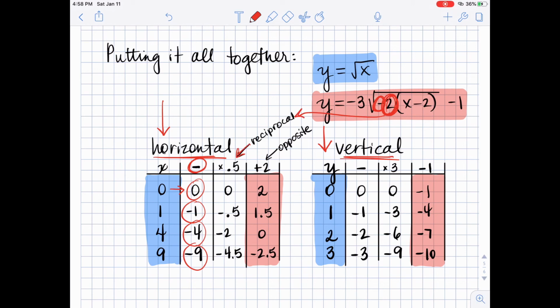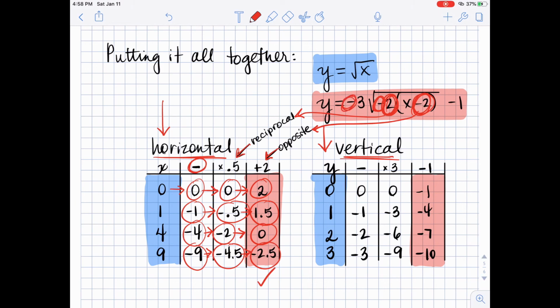Notice I'm taking the ones from just the column before. So 0 times a half is 0. -1 times a half is -1/2. -4 times a half is -2. -9 times a half is -4.5. Then we're going to do -2, which we actually do the opposite and put +2, and we take those previous values and add 2 to each one. So we've completed our horizontal transformations, and our red column is going to be the points we're going to use.